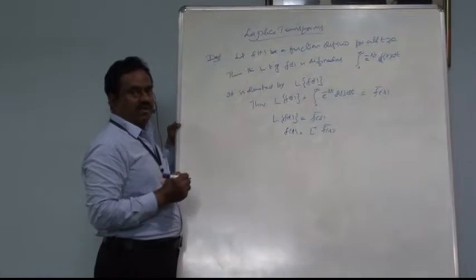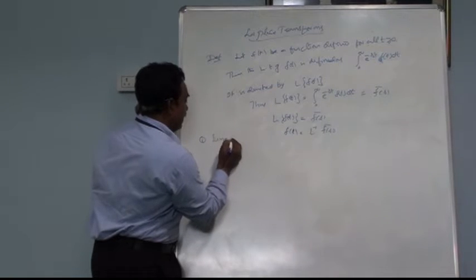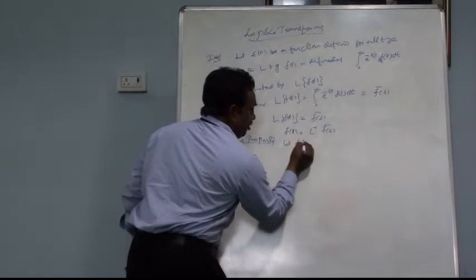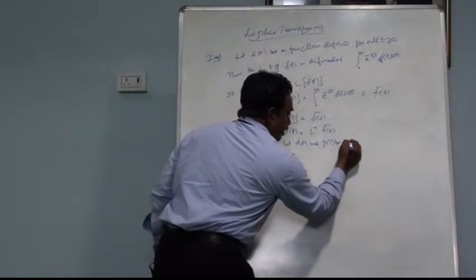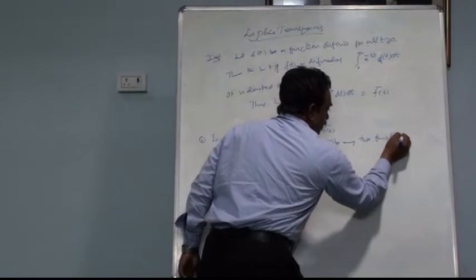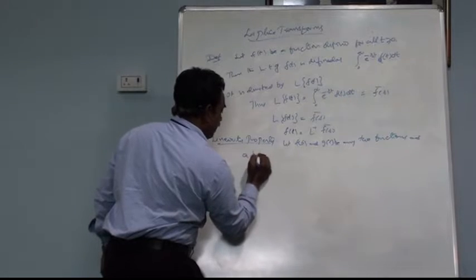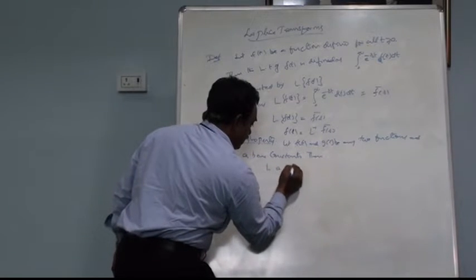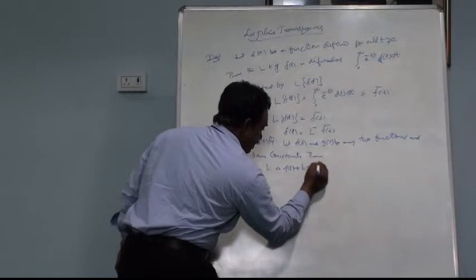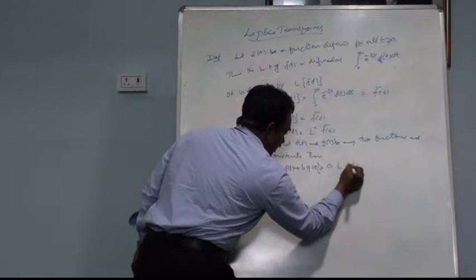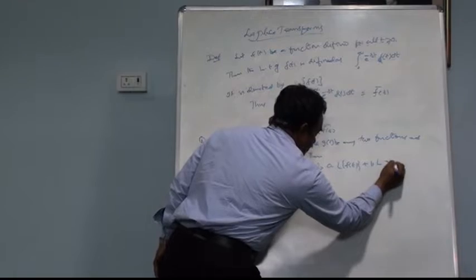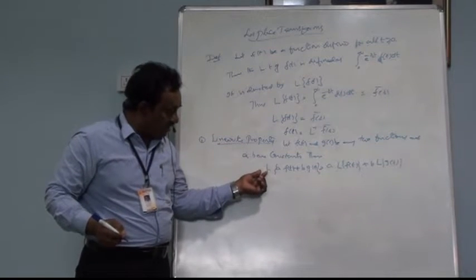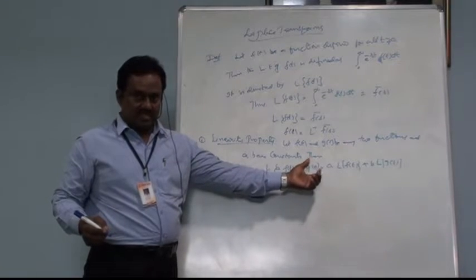Now here, the main properties of Laplace transformation are, number one, linearity property. Let f of t and g of t be any two functions, and a, b are constants, then L of a into f t plus b into g of t is equal to a into L of f t plus b into L of g of t. This is called the linearity property. Linearity property means Laplace transformation of a sum is equal to sum of their Laplace transformations.